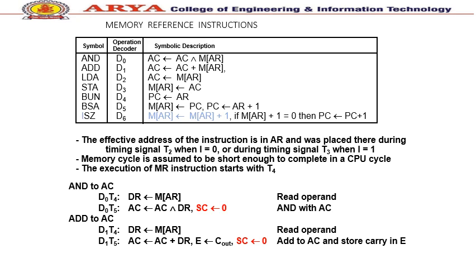Memory reference instruction. This is the table. There are symbol, operation decoder, symbol description. For example, AND, D0, means AND of the accumulator and the memory word addressed by the address register, and the result transfers to the accumulator. The effective address of the instruction is in AR, placed there during timing signal T2 when I is equal to 0, or during timing signal T3 when I is equal to 1. The memory cycle is assumed to be short enough to complete in a CPU cycle. The execution of MR instruction starts with T4.